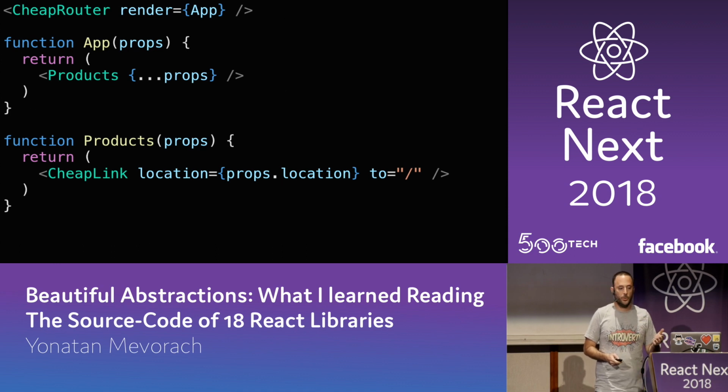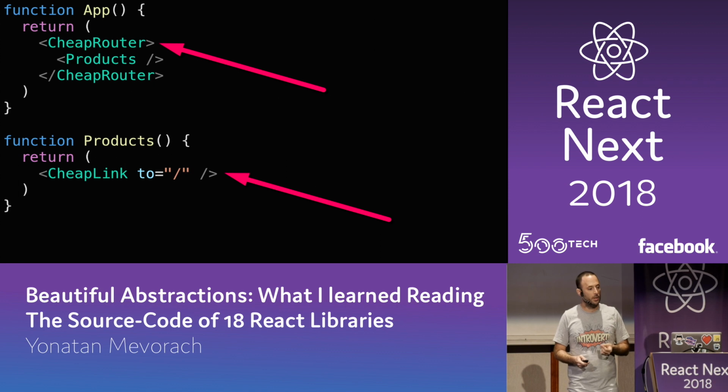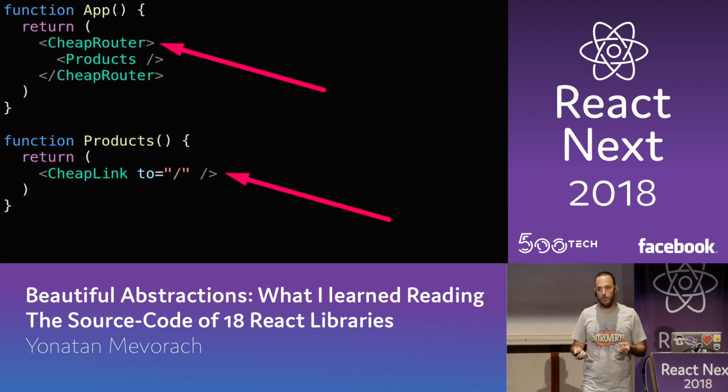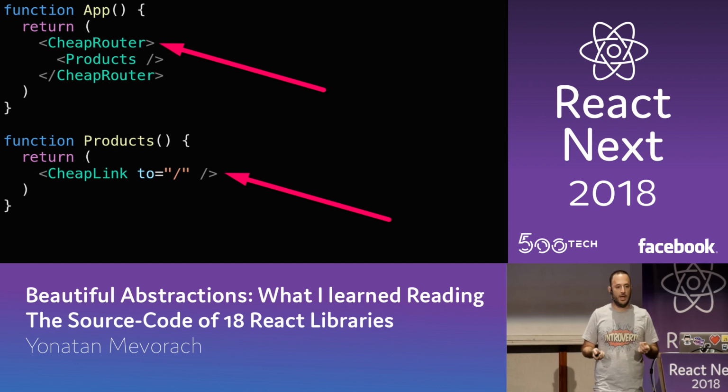So let's change this to the real API that React Router uses. This is how we use it. We wrap our application once with the cheap router component, and then anywhere in my application where I have a cheap link component or a cheap route component, I don't even need to pass in the location because it will be able to individually just grab it out of thin air.